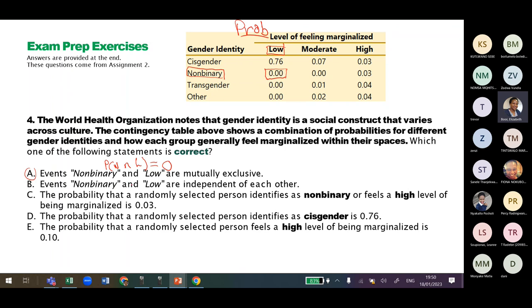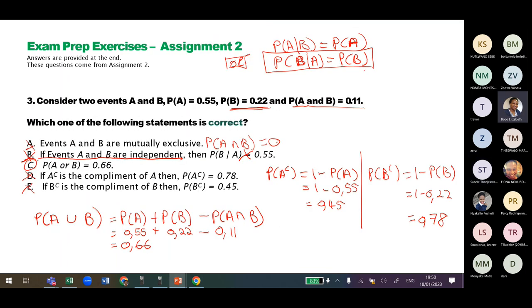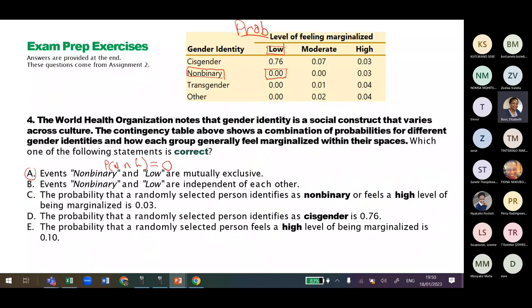Option B: the events non-binary and low are independent of each other. How do we validate that? Let's assume that A was not correct, then we move on to B. We did this in the previous question, with the conditional probabilities. Because they say they are independent, what we need to find out is whether the probability of non-binary given low is equal to the probability of non-binary. That's what we need to prove.